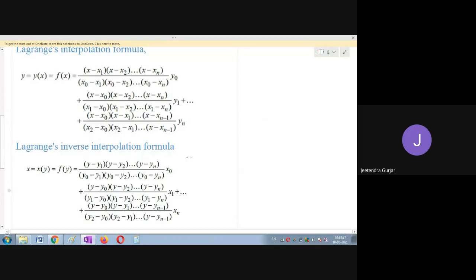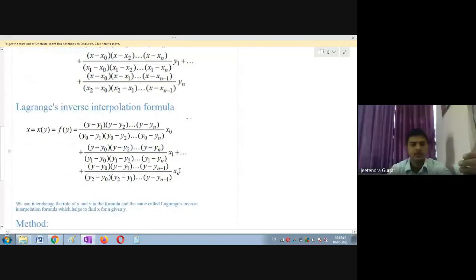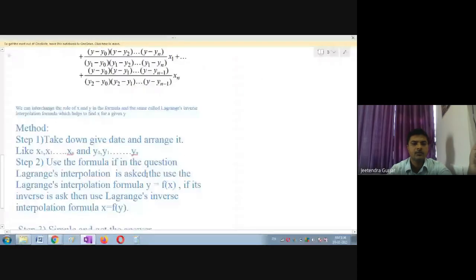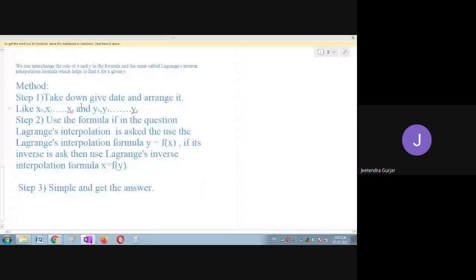Just interchange x and y. So we can interchange the role of x and y in the formula, and the same is called Lagrange's inverse interpolation formula, which will help to find x for a given y. So here goes the method as I have told you.